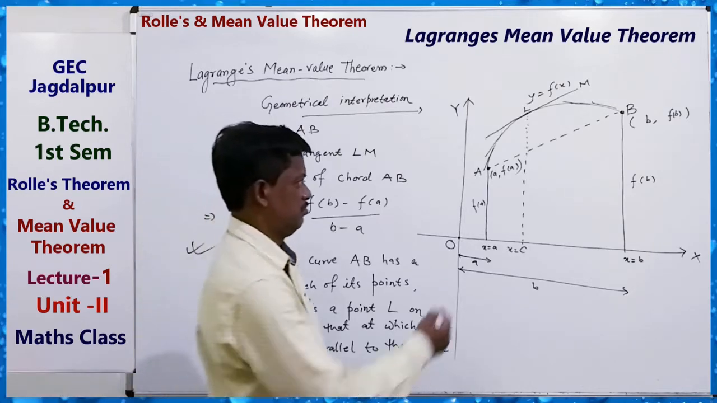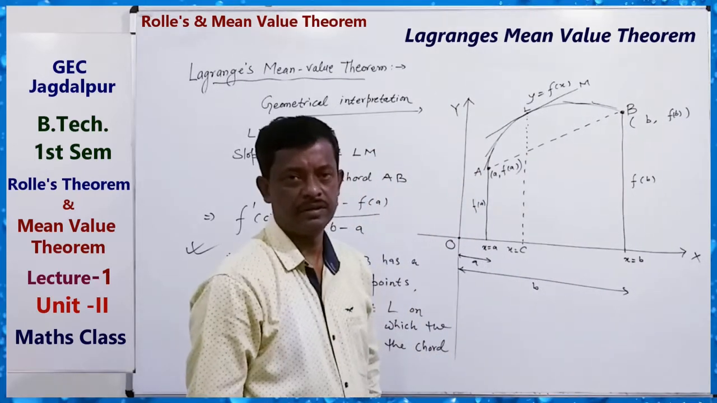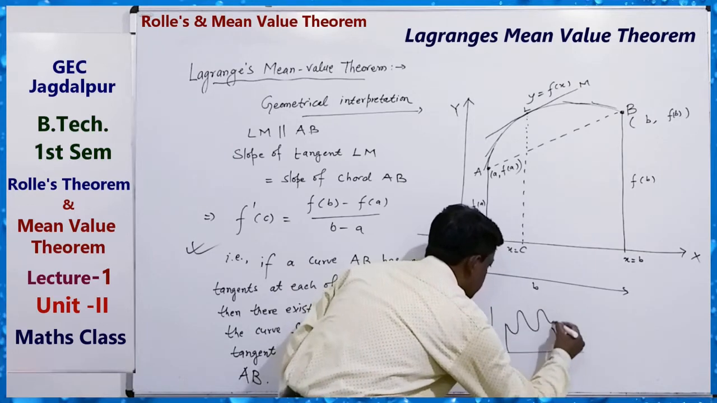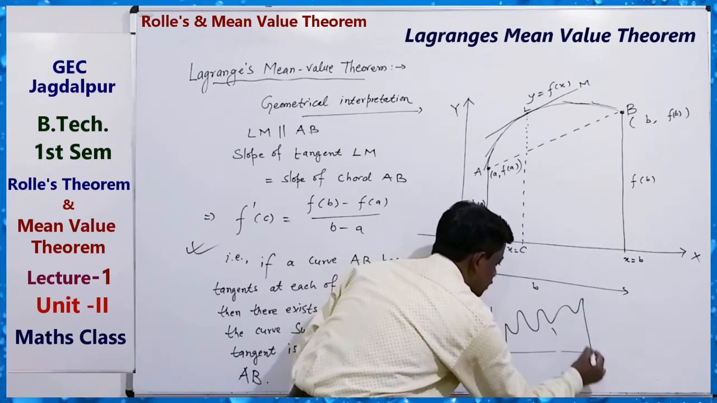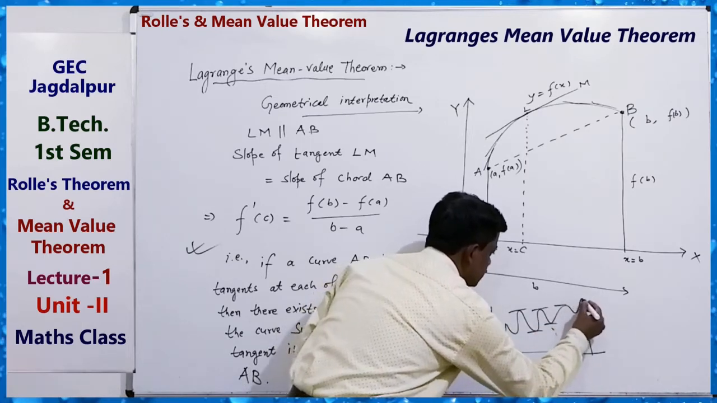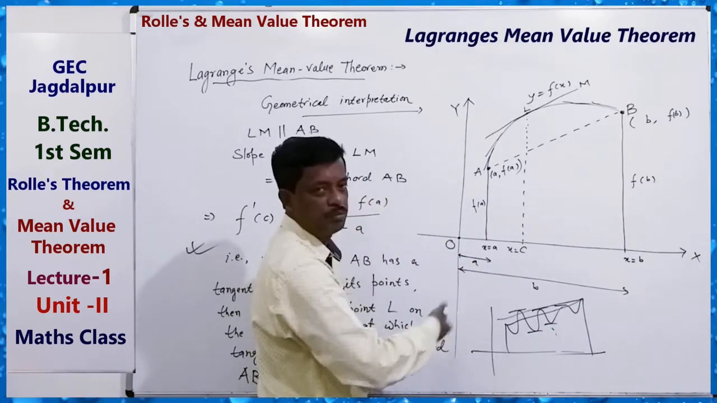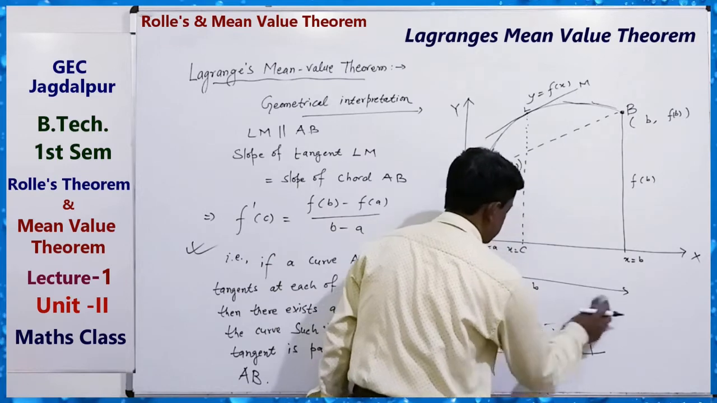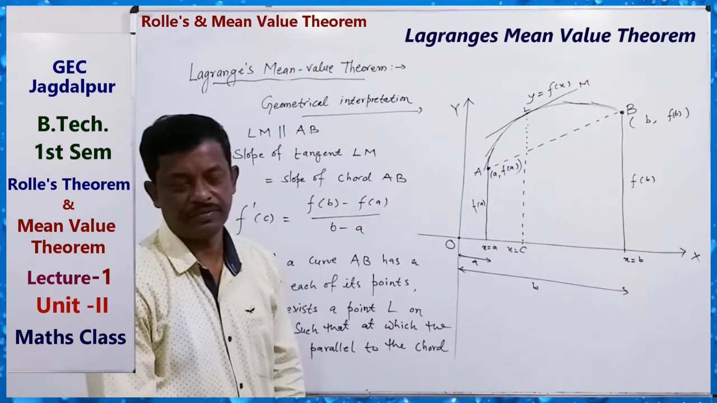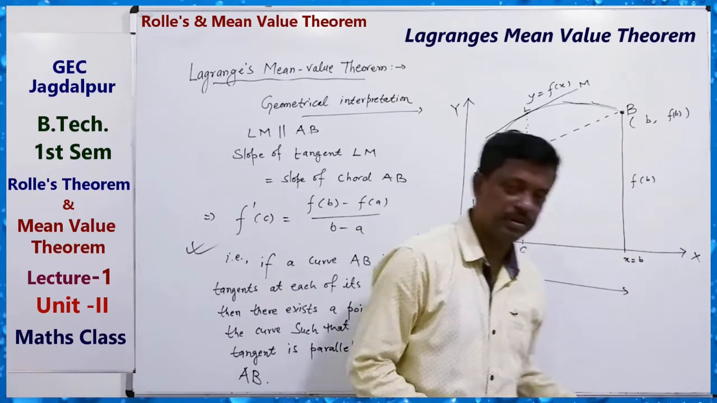Okay. Here also the curve may be of this type, just like this. You can also draw a curve like this. So here tangent, here tangent, here tangent. We can draw parallel tangents at many of the points, but at least one point is there. So this is the geometrical meaning of Lagrange's mean value theorem.